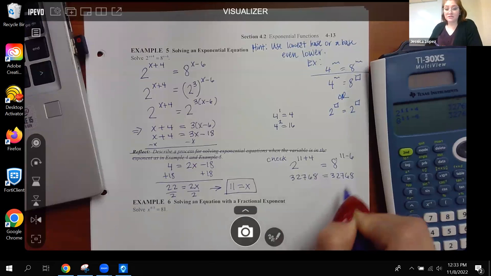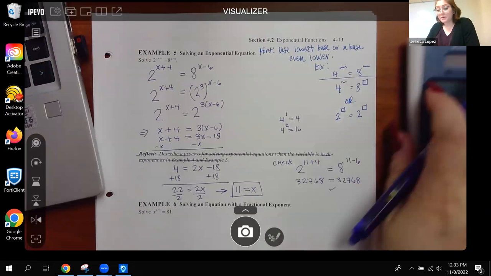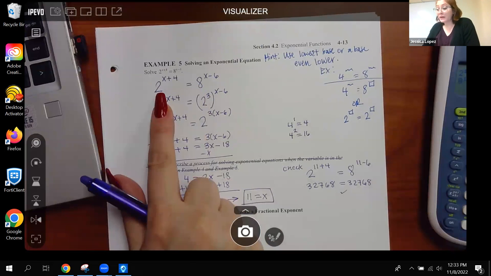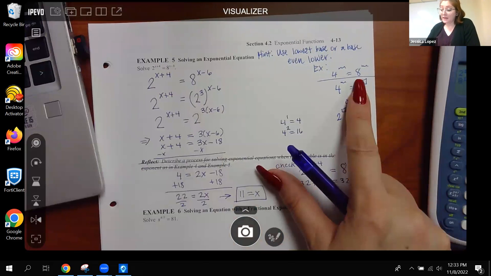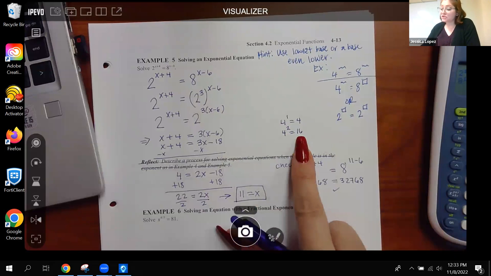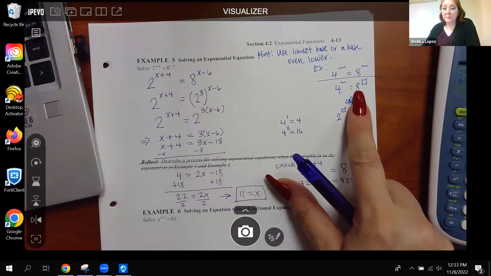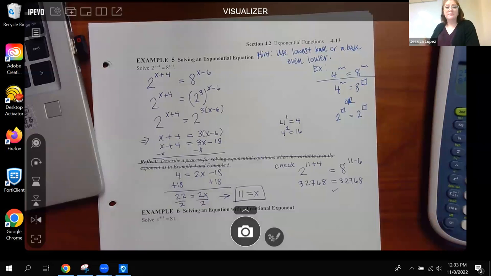So yes, it does check out, okay? So if you can make the big one match that base, then go for it. But if you can't, like in this case, I can't get 8. 4 to the 1 power is 4, 4 to the 2nd power is 16, it jumps right over 8. So if you can't get the 8 into a power of a base of 4, then go even smaller than 4 and 8. Go down to 2, okay?